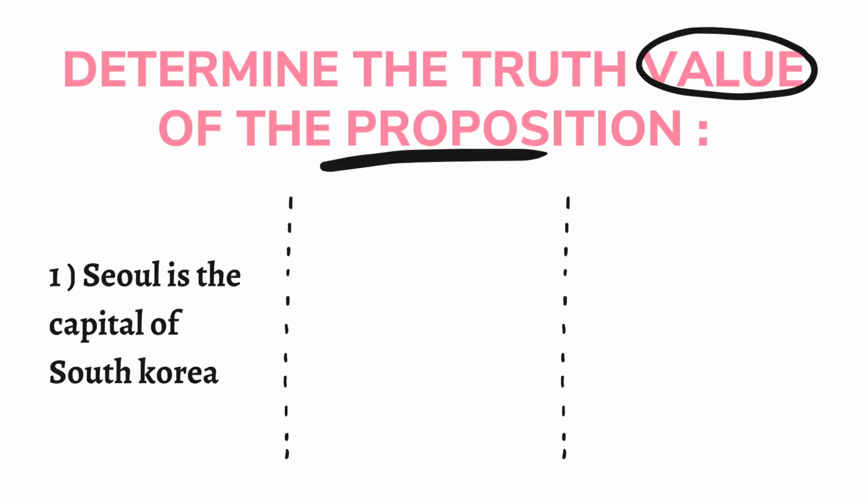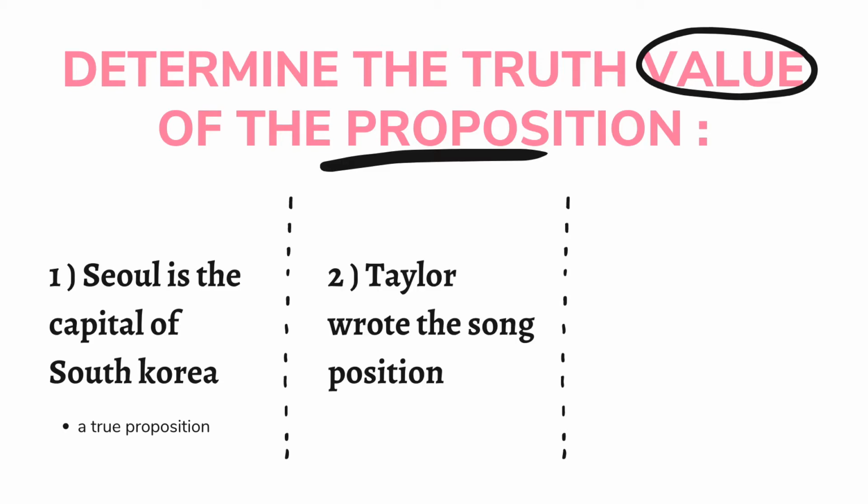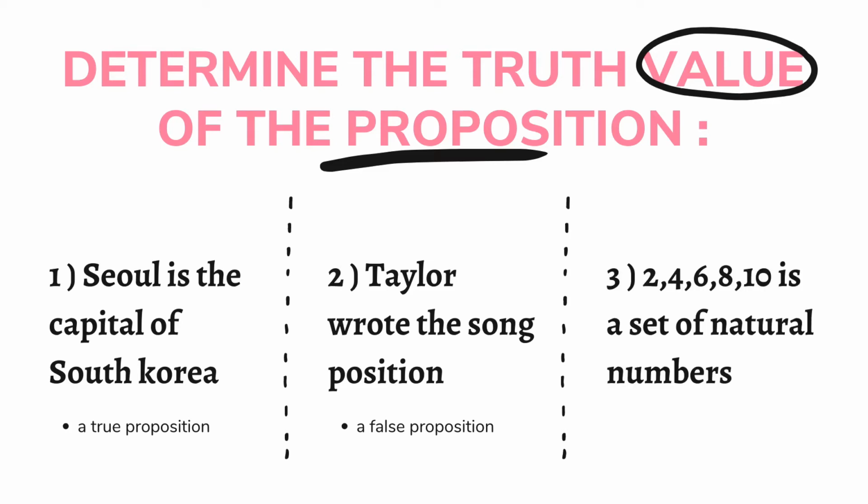Now let's determine the truth value of the proposition. Number 1, Seoul is the capital of South Korea, and it is a true proposition. Number 2, Taylor wrote the song Position. If you have listened to the song Position, you will know that Taylor did not write the song, so it is a false proposition. Number 3, 2, 4, 6, 8, 10 is a set of natural numbers, and it is a true proposition because a natural number is an integer greater than 0.